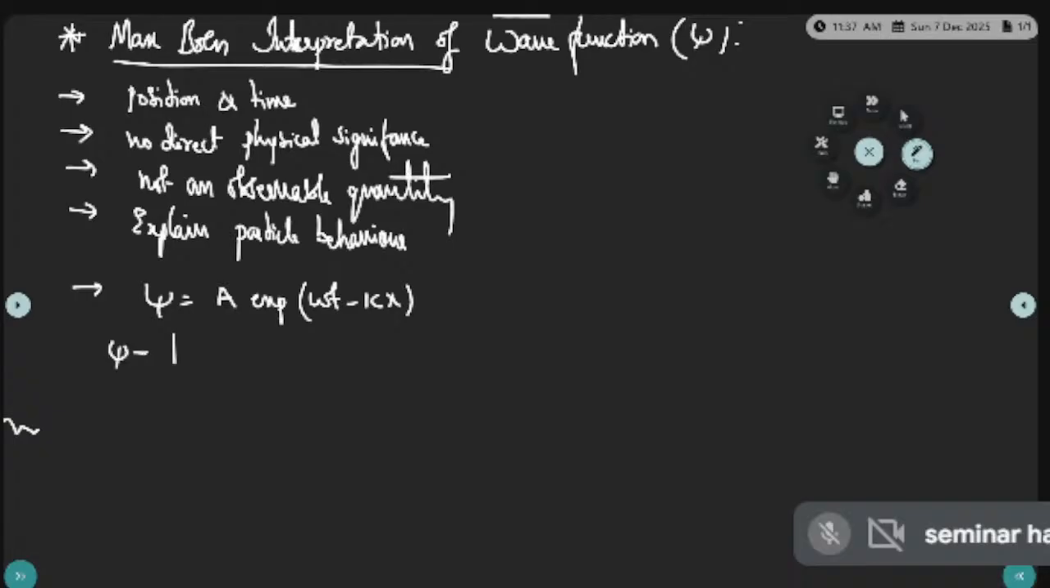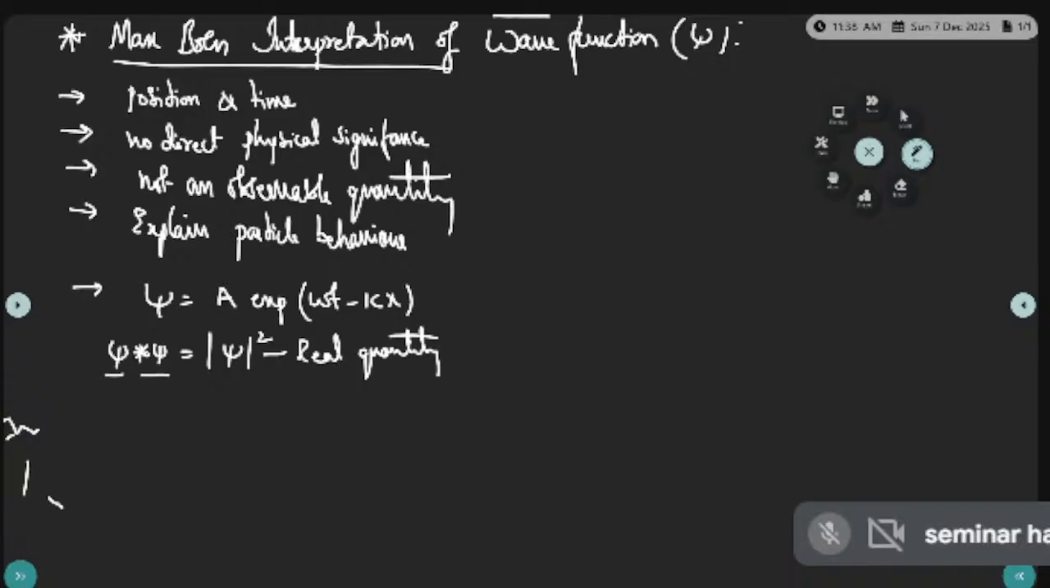actually psi multiplied with psi star gives you mod of psi square. Psi is the wave function, and psi star is its conjugate. You learn about the conjugate in complex numbers in mathematics. Psi star times psi is equal to mod of psi square, which is a real quantity. It is a real quantity and gives physical meaning.